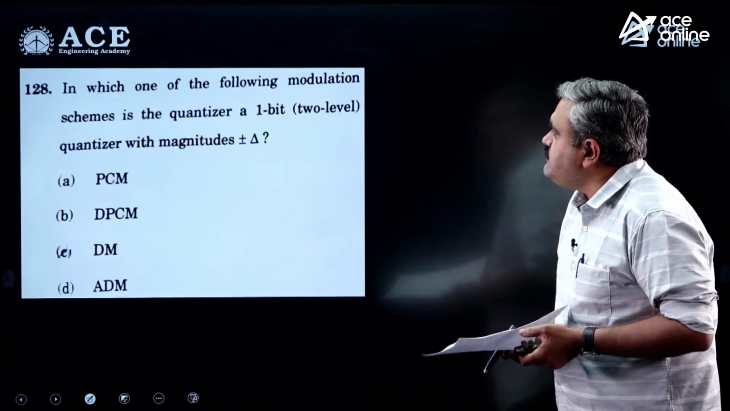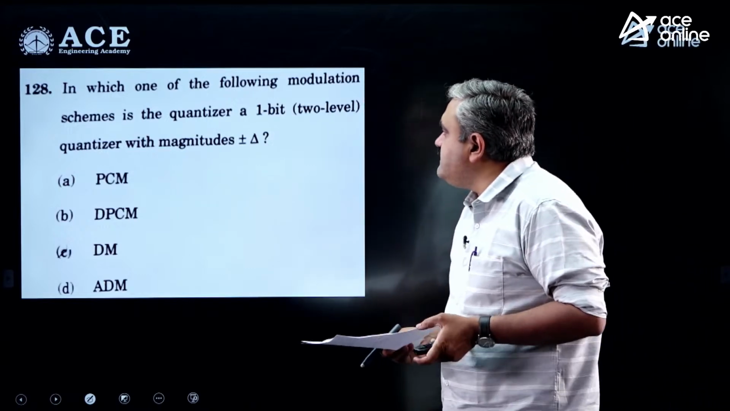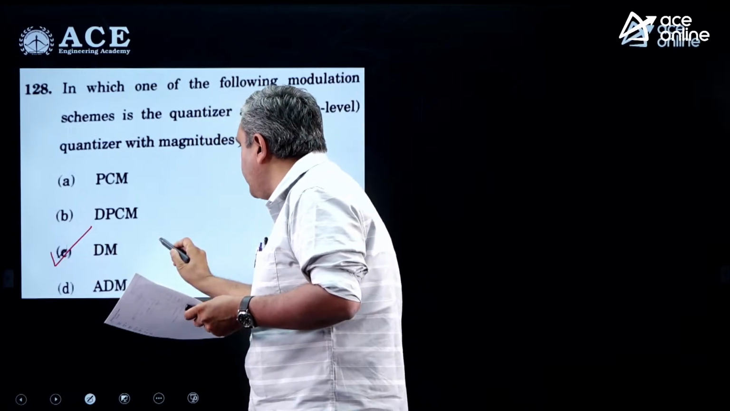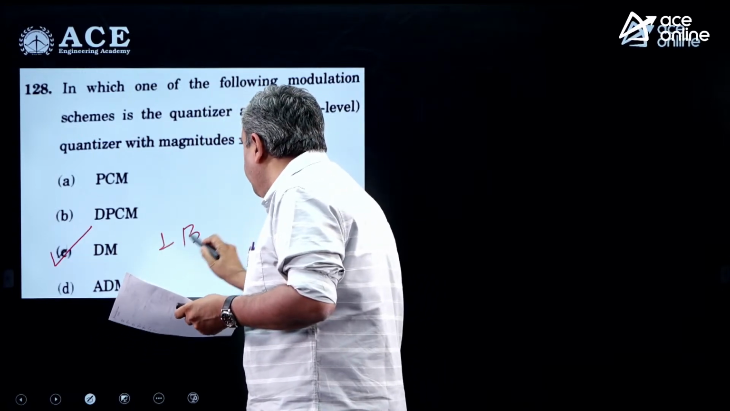Next. In which of the following modulation schemes quantizer is a 1-bit quantizer? So we use 1-bit quantizer in delta modulator. You can also call it as a 1-bit DPCM.